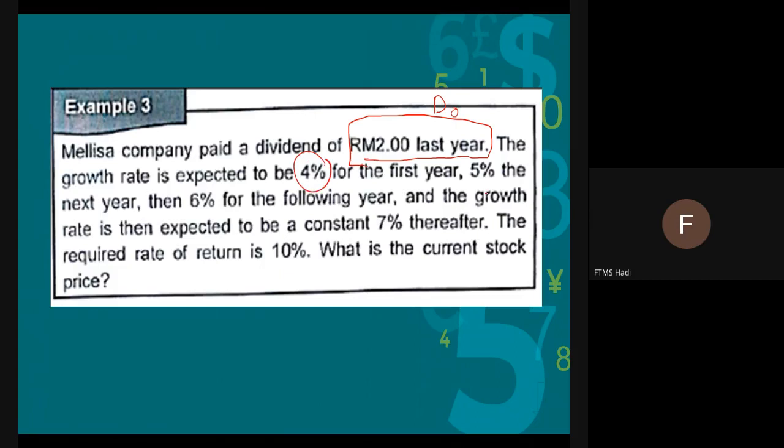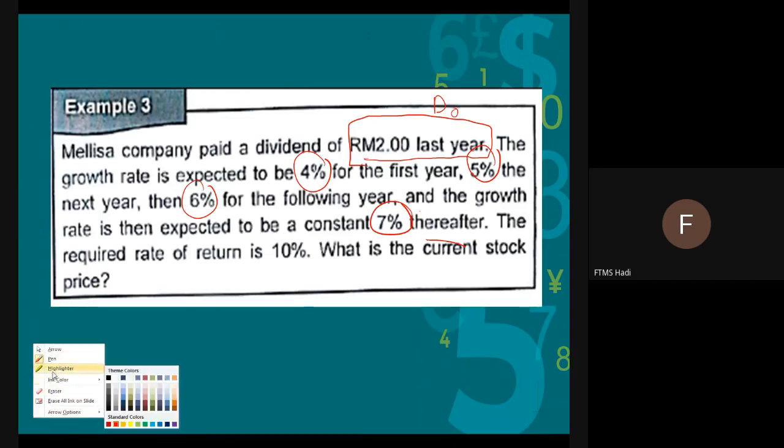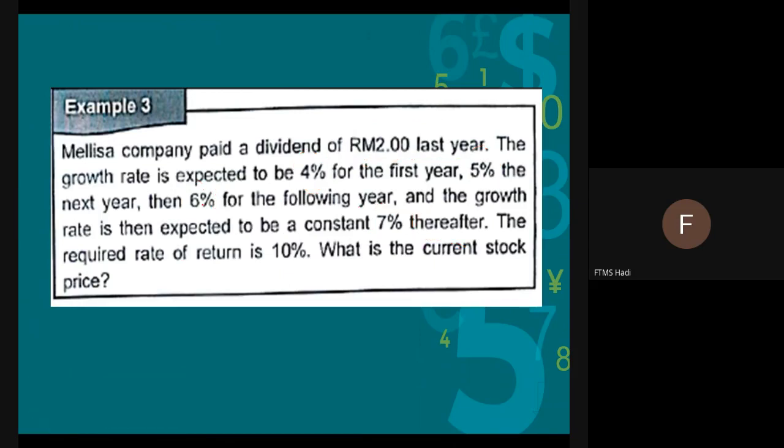So as you can see here, different growth rates: 4, 5, 6, 7. Thereafter means until forever, the growth rate will be 7%. The required rate of return is 10%, which is your K. What is the current stock price? The illustration looks like this: RM2, year 1, year 2, year 3, year 4, year 5, if there is a year 5.